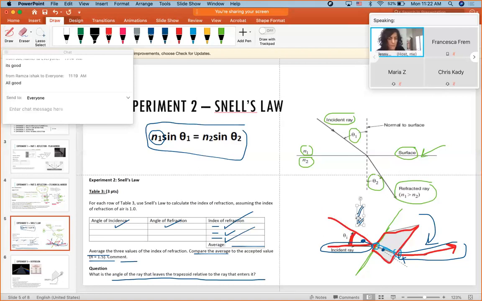Yes. So basically they want you to compare the incident ray to the emerging ray, the one that leaves the trapezoid. Not the incident with the refracted. They want you to compare the initial ray to the final ray. Very easy, think about it. And that's it for experiment 2. Isn't this lab report super easy? You just need the measurements and you can finish it in 20 minutes.